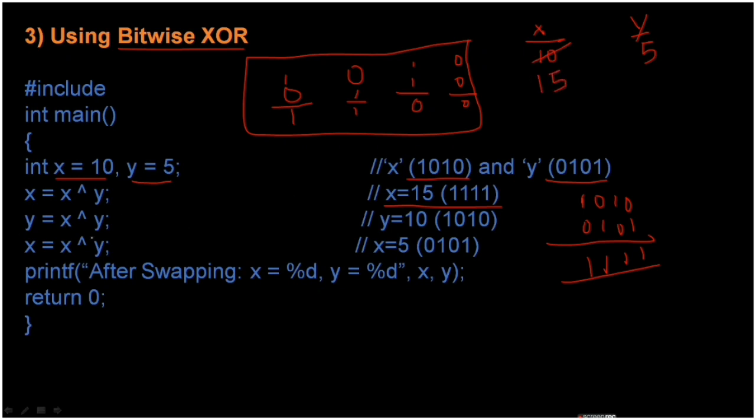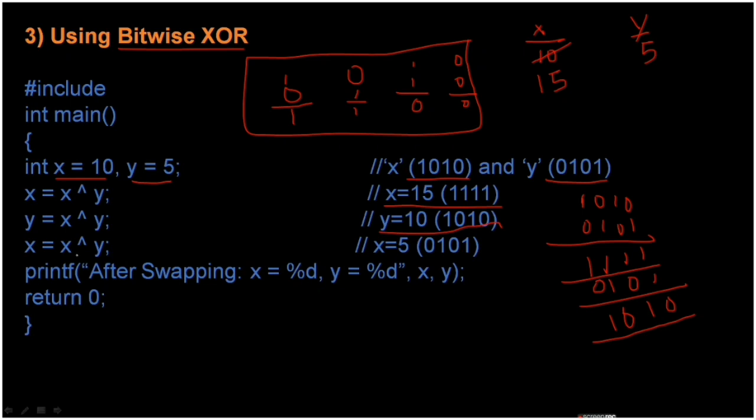After this, y is equal to x XOR y. So now x contains this one, and y contains the same, because the y value is not changed. The binary value of 5 is this one. So 0, 1, 0 and 1. So 1 and 1 is 0, 1 and 0 is 1, again 1 and 1 is 0, and 1 and 0 is 1. So the decimal value of this is 10. So y equals 10, whose binary value is this much.